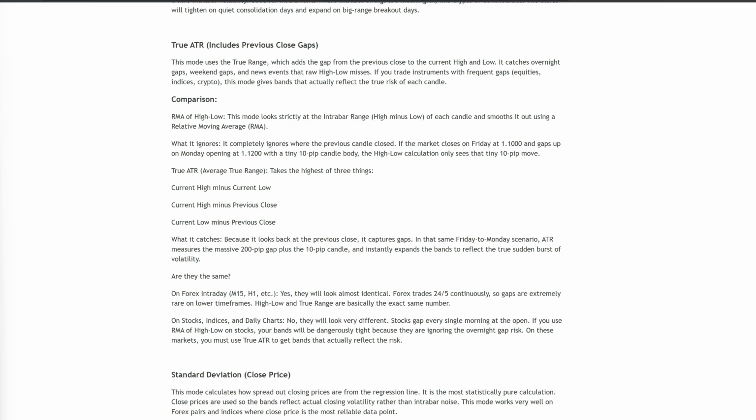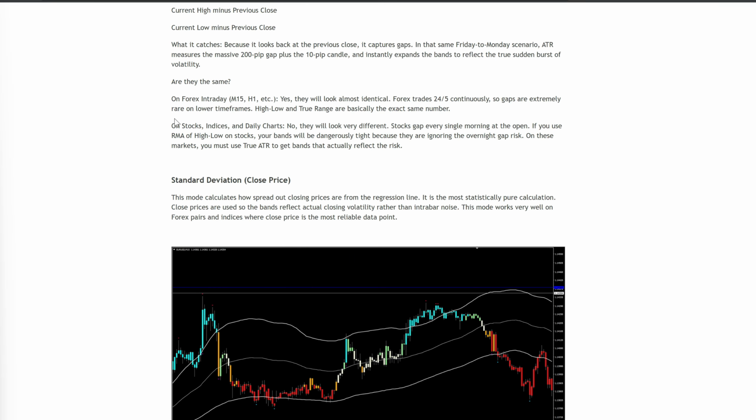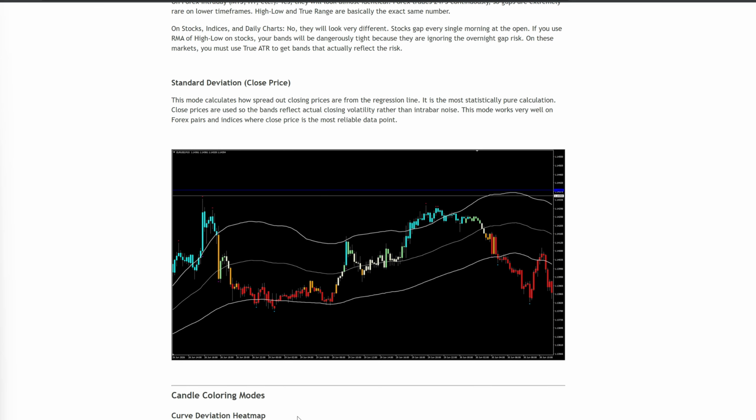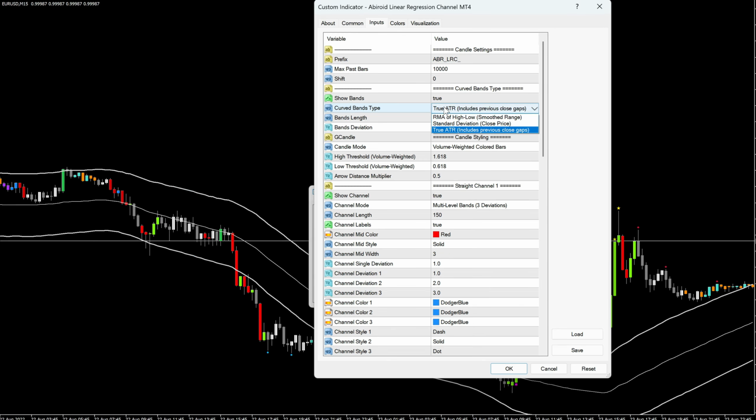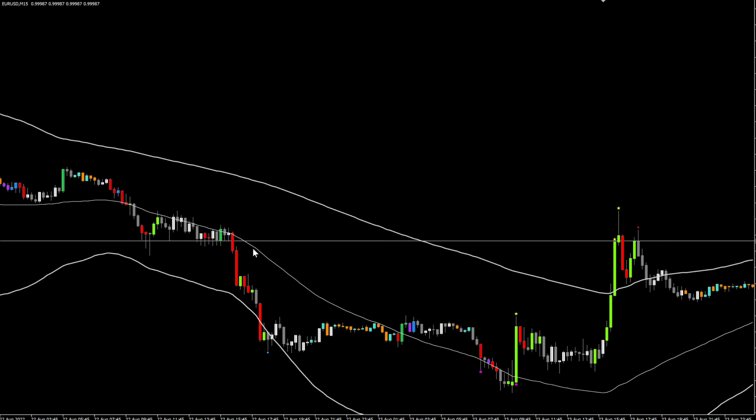So for that, I would suggest that you use the true ATR, because it will take the high and the low, and it will also consider the previous close of the market, which is why those bands will be much smoother. And standard deviation. So for standard deviation bands, you should set the deviation a lot lower, like maybe 1.5 or something like 1, because those bands will stretch out even more.